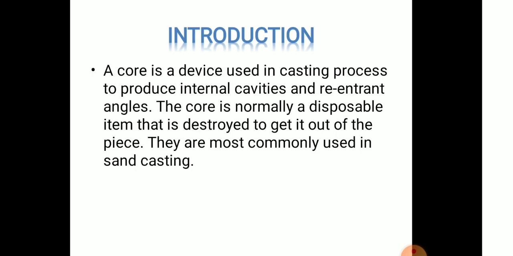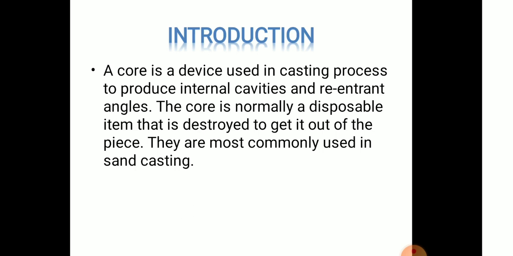A core is a device used in the casting process to produce internal cavities and re-entrant angles. The core is normally a disposable item that is destroyed to get it out of the piece. They are most commonly used in sand casting. Cores form internal cavities inside the structure, which then lead to the final casting shape. Sand inside the cores and pattern gives strength and rigidity to the casting structure. Properly conditioned sand will give a better result.